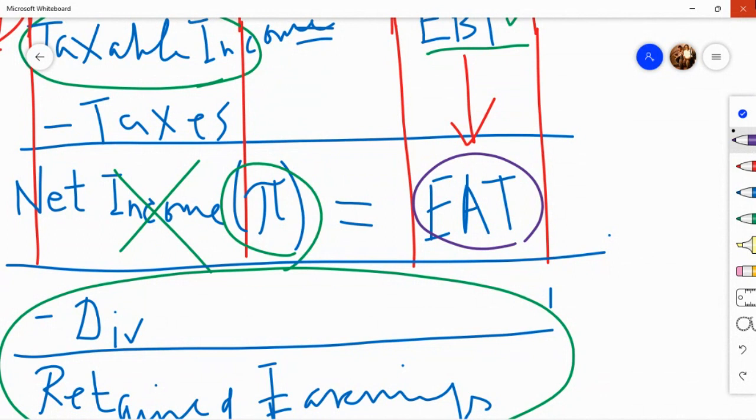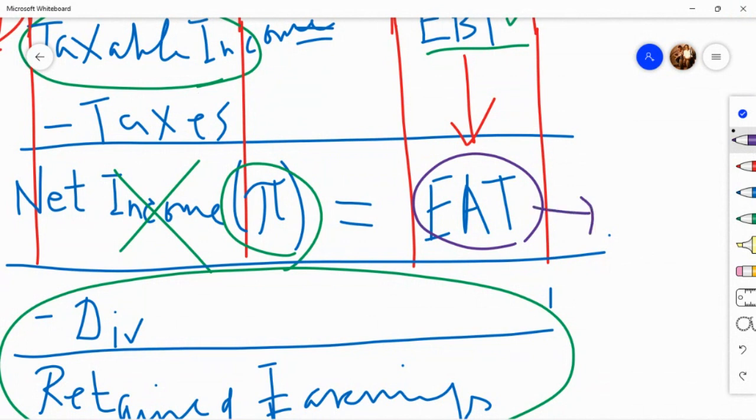But does that mean the company distributes this profit to the shareholders? Does the company distribute the profit to the shareholders? No, I don't think so. The company doesn't distribute it to the shareholders. If the shareholder wants to recoup it, they can simply sell their stocks, right? They can simply sell their stocks.